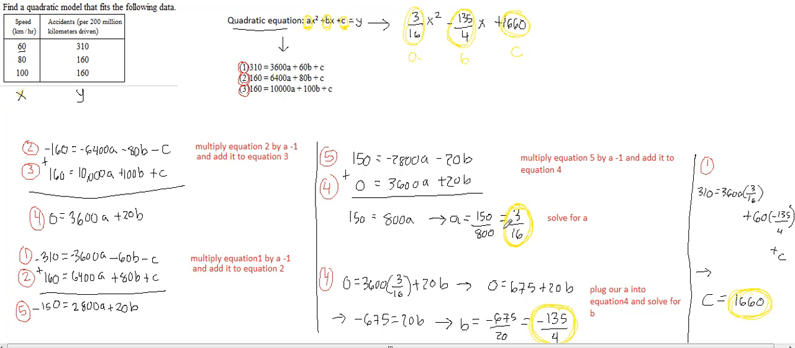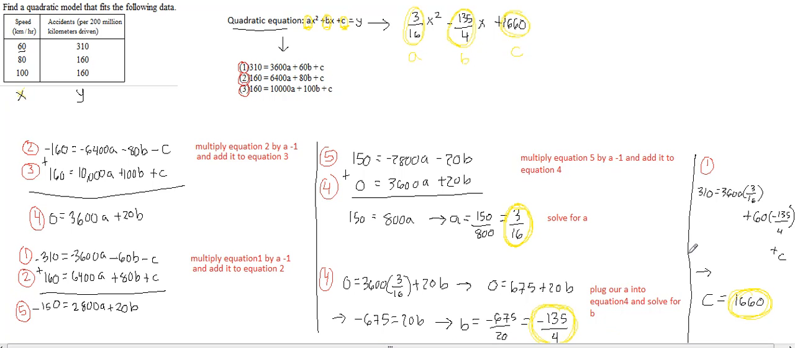Then I take that a, and what I wrote here is plug our a into equation 4 and solve for b. So I chose equation 4. You could have chosen equation 5 also. I took 3/16, put it in our a spot here, where the a used to be, and solved for b, which means I got b by itself. If you follow my steps here, following the arrows, we got b equals -135/4.